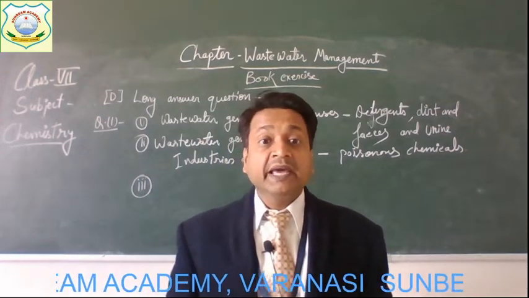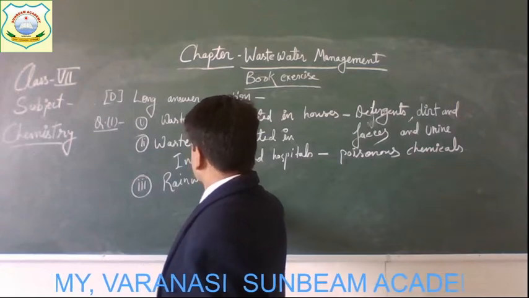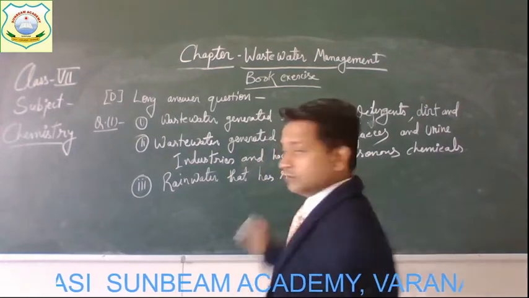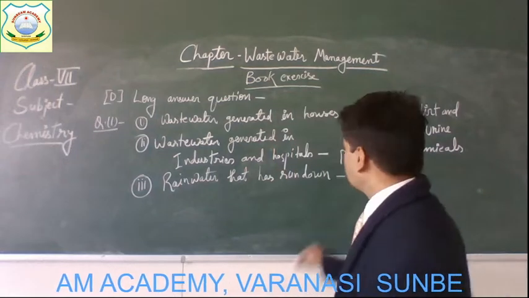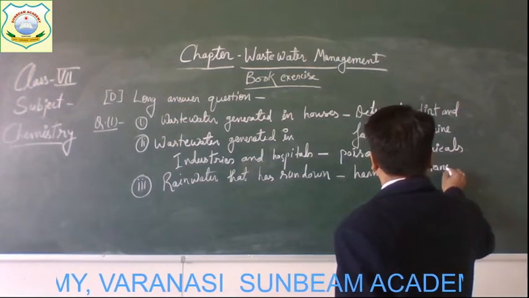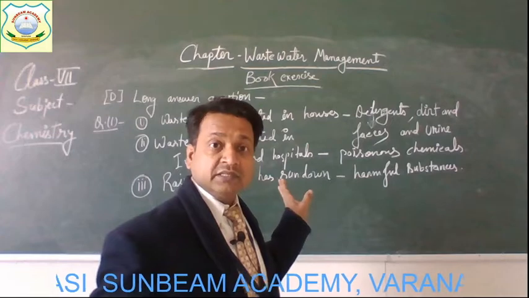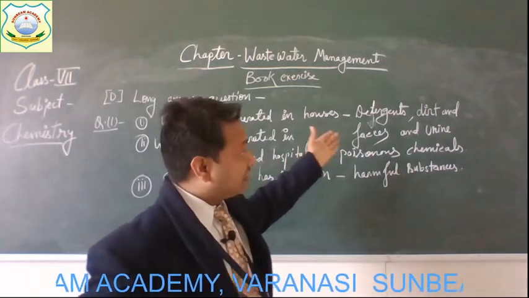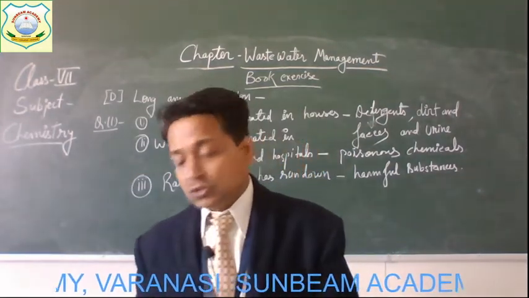in which the wastewater is generated is the rainwater that has run down. This rundown rainwater contains harmful substances. So these are the ways in which wastewater present in sewage is generated, and they contain different kinds of contaminants. So this is the answer of question number 1. Now come to the next question, number 2.